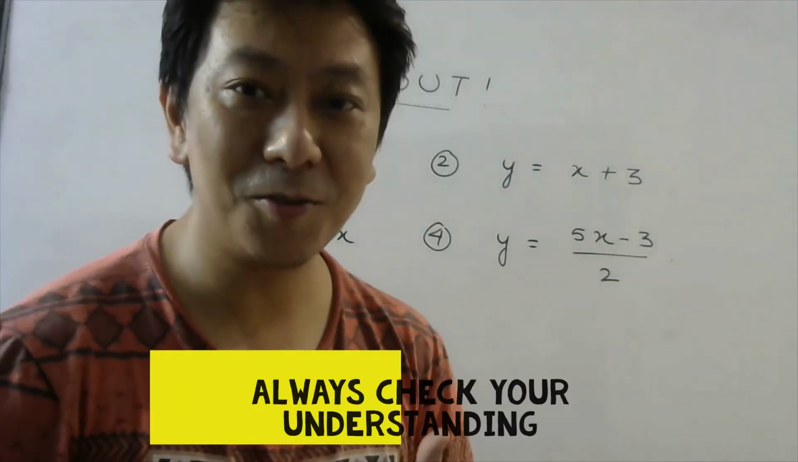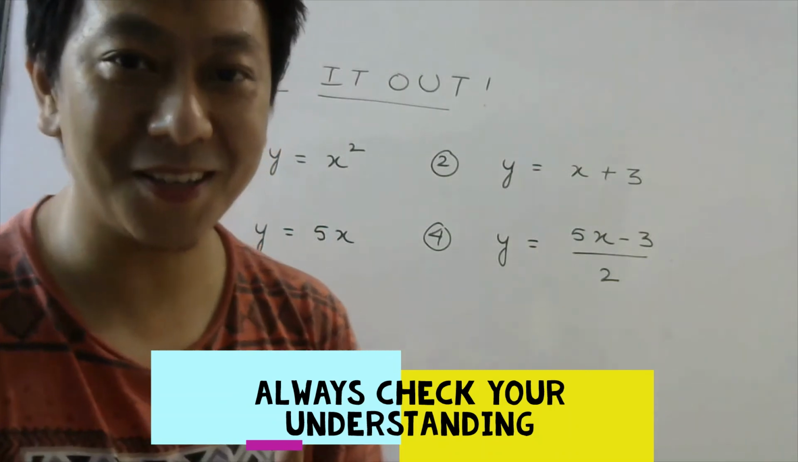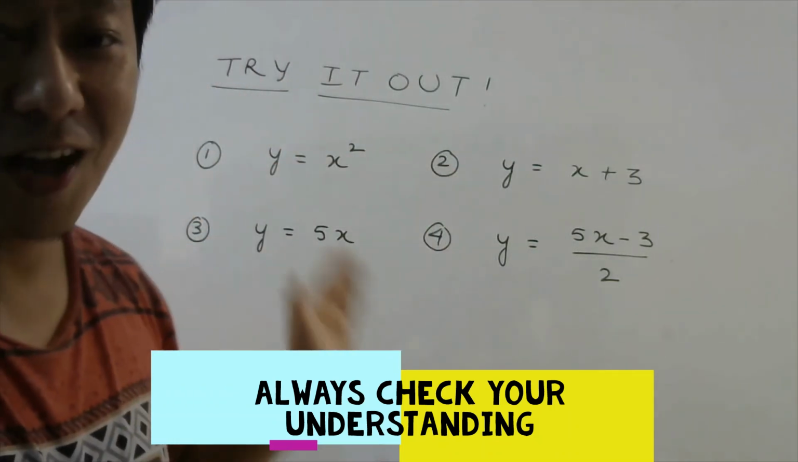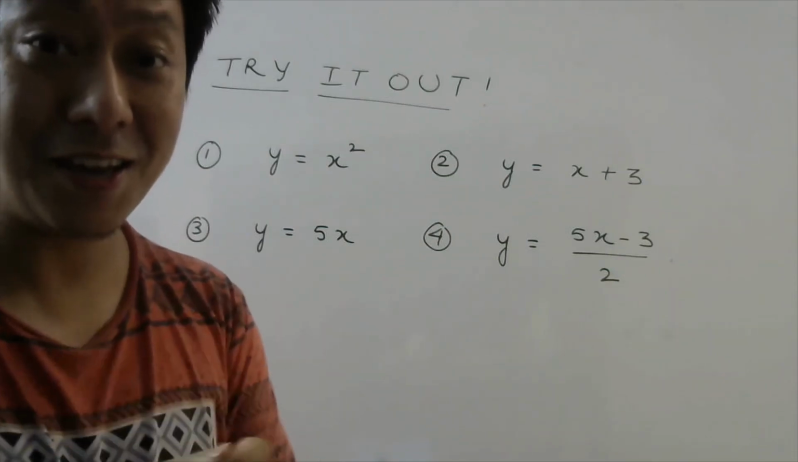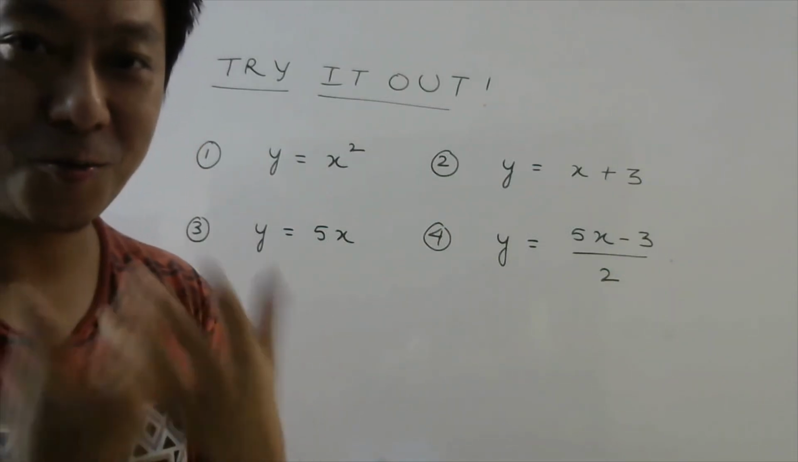Having understood now what y proportional to x means, try this question out. Out of these four options, there is only one which says y is directly proportional to x. Which is the one?